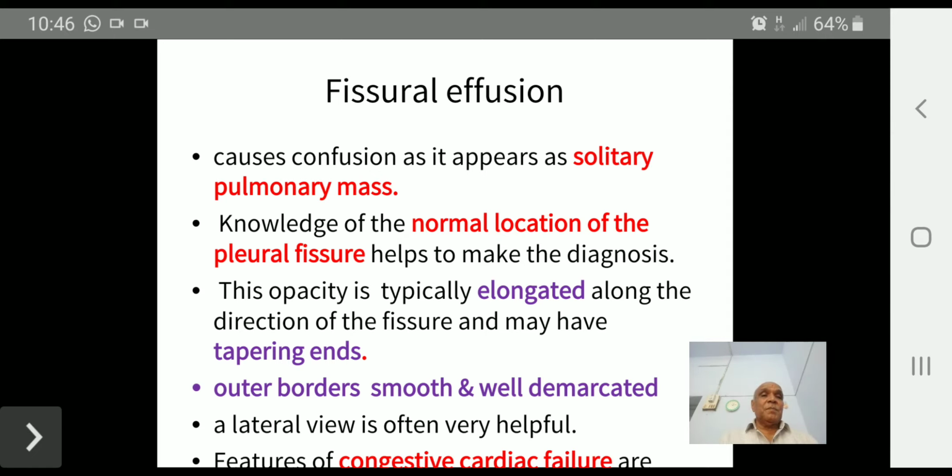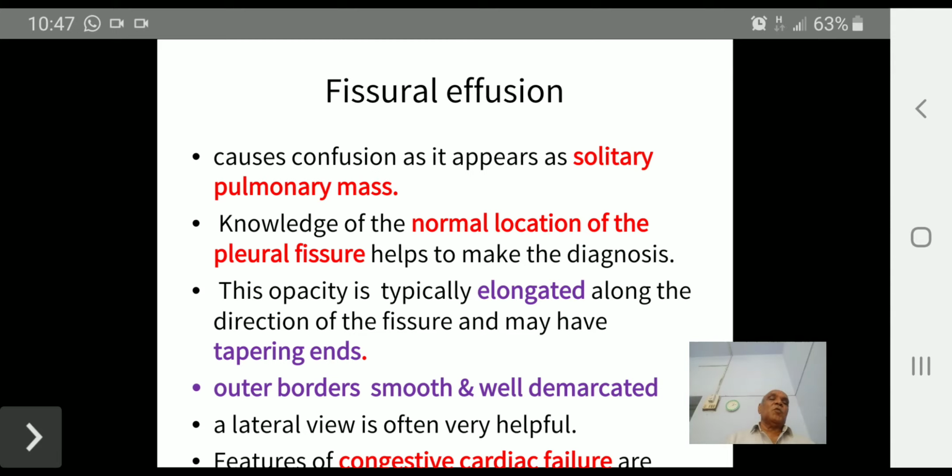On the PA view, fissure effusion is a round opacity, well marginated, surrounded by the normal lung parenchyma. And if you take the X-ray in the lateral view, the opacity is typically elongated along the direction of the fissure, may have a tapering end, and the outer border is well marginated, smooth. So the lateral view is more important to confirm the fissure effusion.